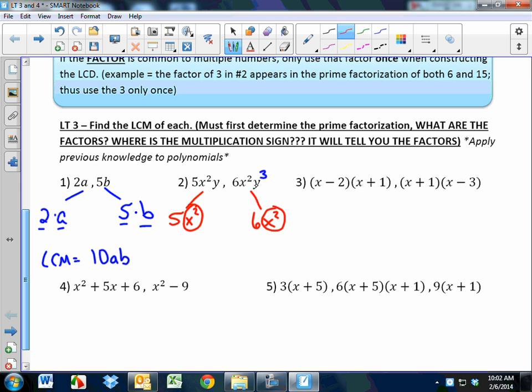And then finally, the y and the y cubed, how many of the y's are they going to share? Well, this one has 1, this one has 3, so they're going to share 1. So I'll write that as a y and that as a y and circle it. But then there's still 2 more leftover y's over here. So now let's put that all together.